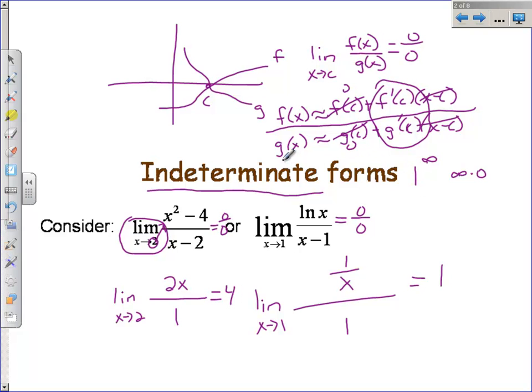So anyway, to recap, this is a really easy application. Anytime you get 0 over 0, that's what comes up the most, or infinity over infinity, you're going to take the derivative of the top and the derivative of the bottom and try the limit again.